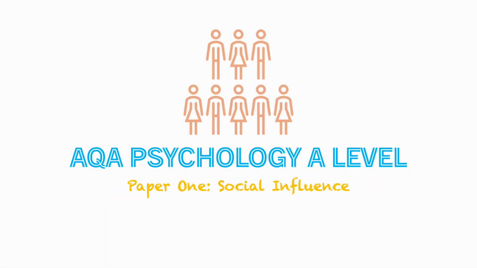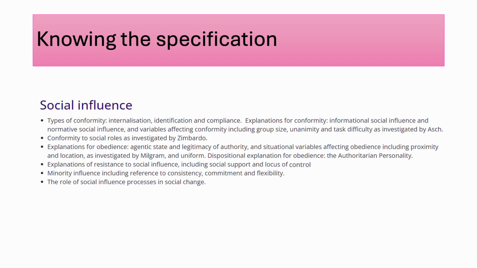This is an AQA Psychology A-Level revision video for the Paper 1 topic of social influence, with a specific focus on the situational variables affecting obedience. So this part of the specification does actually count as an explanation for obedience. It's just separated from one of the other explanations.